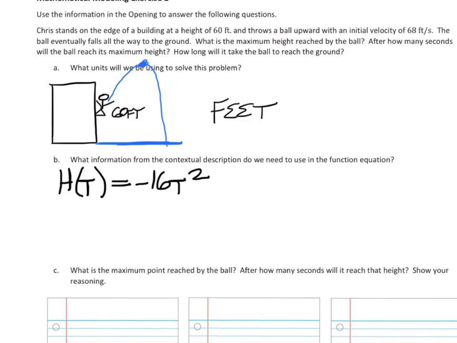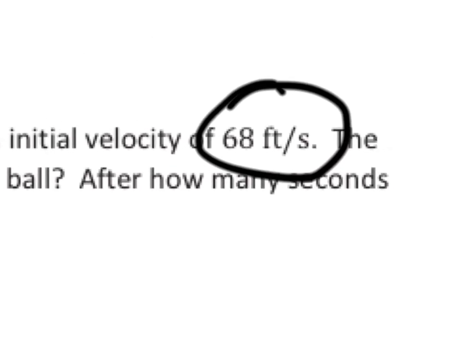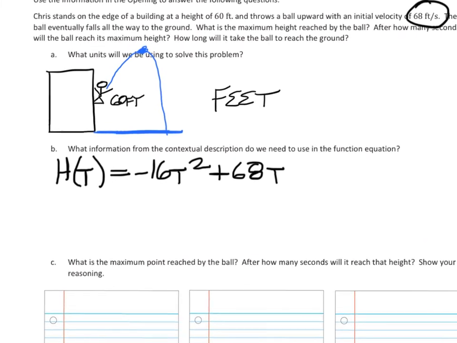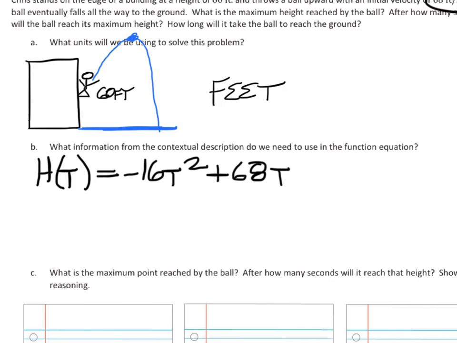It's 68 feet per second because the middle term is velocity times time. So we will have plus 68t, and the 68 comes from up there, the initial velocity of 68 feet per second. And then what is the last thing that we have to put in? 60 feet for the initial height. So we know that the problem is in feet. That's why we chose the function that has the negative 16 on the front of it. And then 68t, that's the initial velocity times time, and then 60 is the initial height.